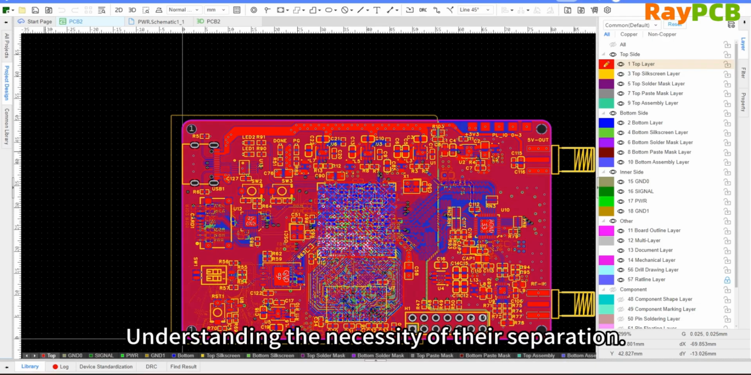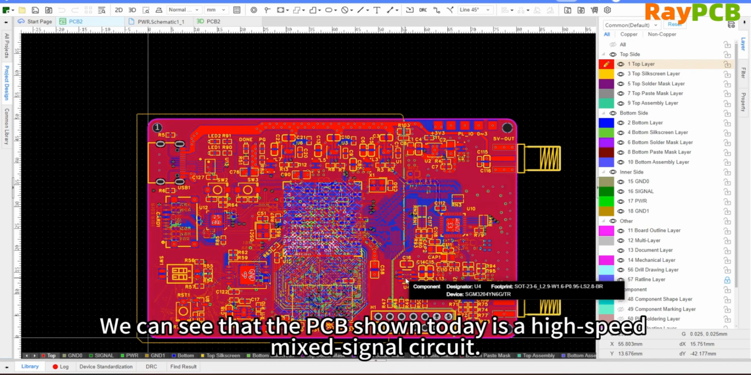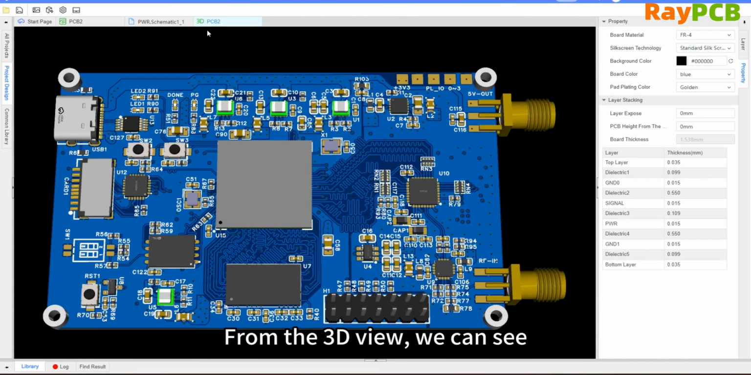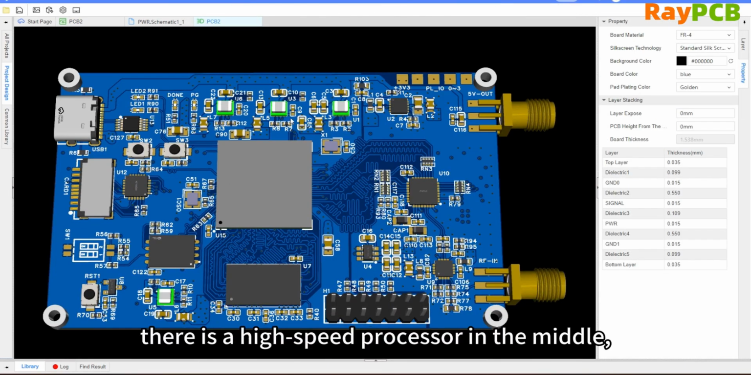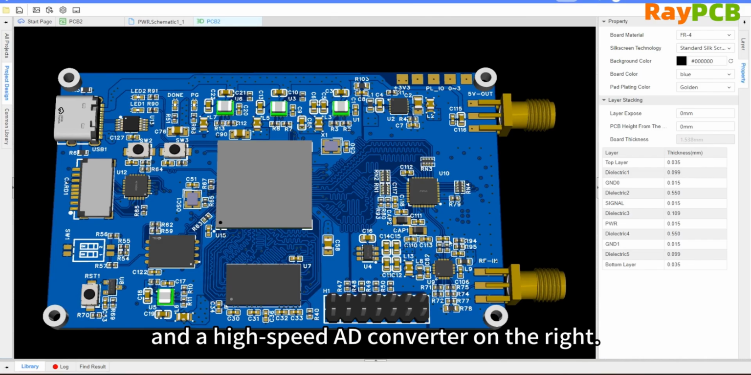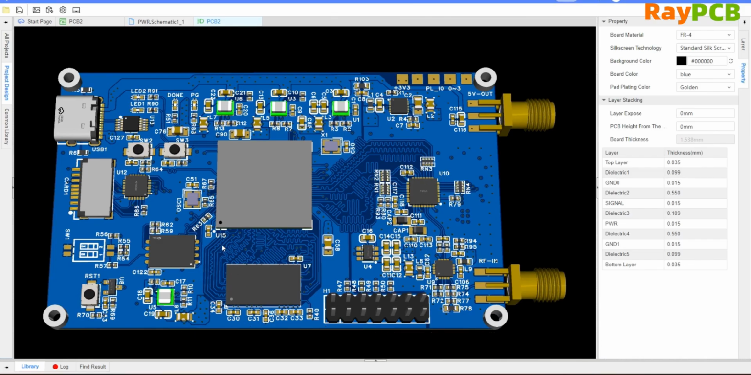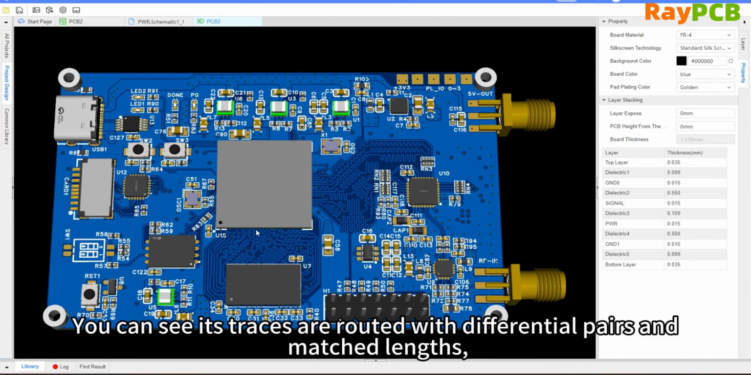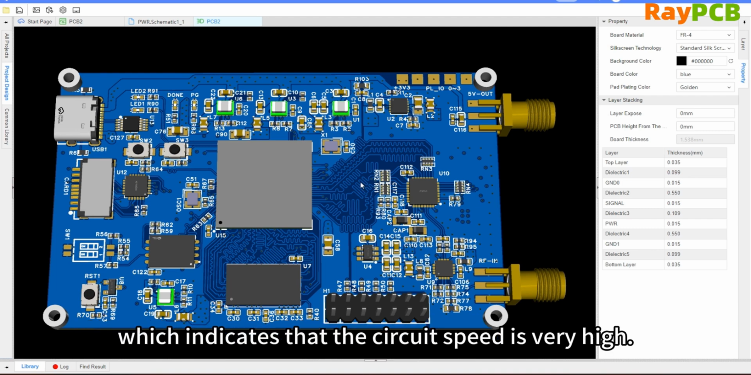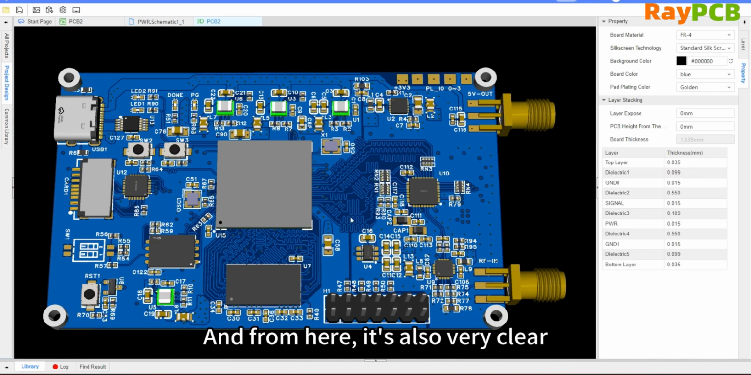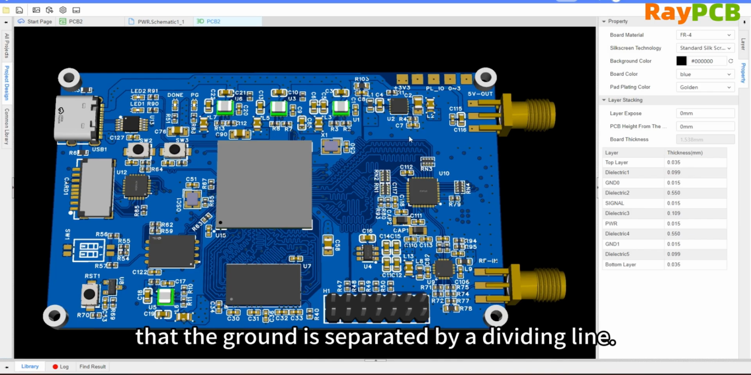Let's look at the PCB we're showing today. It's a high-speed one. From the 3D view, you can see that the center is a high-speed processor, on the right is a high-speed AD, and there's also a 1.2. You can see that its traces are all done with differential and length-matched routing, which shows that this circuit operates at a very high speed. Moreover, you can clearly see here a pure connection line, and the D on the left and right are separated.